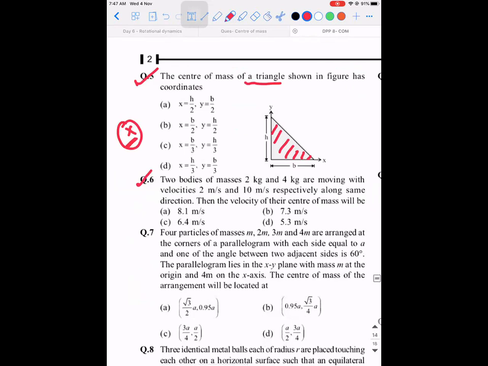Two bodies of mass 2 and 4 kilogram are moving with velocity 2 meter per second and 10 meter per second respectively along the same direction. Then the velocity of the center of mass will be. Option B, sir. Second option. Yeah, that's right. Next one.